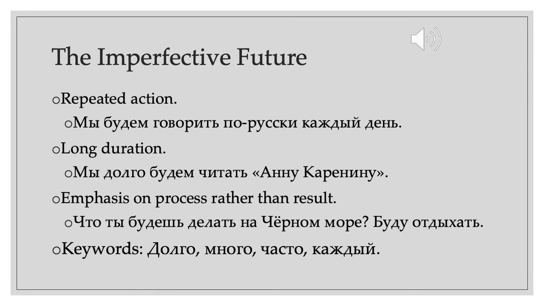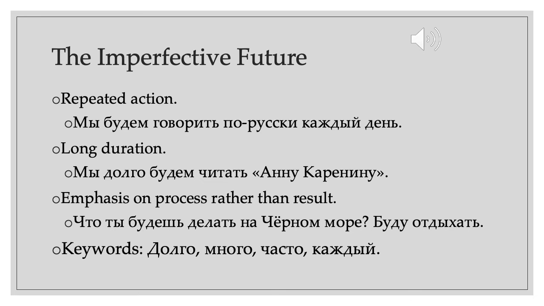Now let's talk about the different uses of the different aspects in the future. We use the imperfective future, so the future tense of an imperfective verb, to describe repeated action. For instance, мы будем говорить по-русски каждый день. We will speak Russian every day.